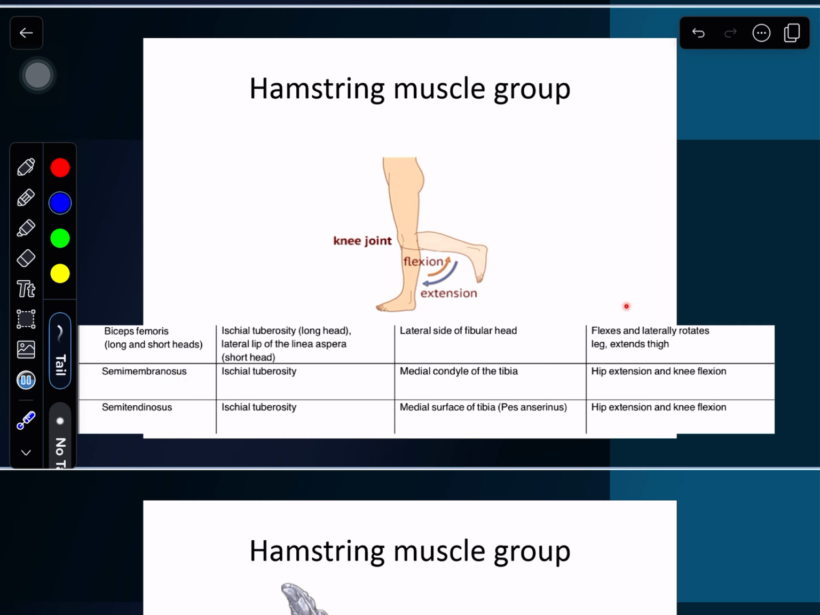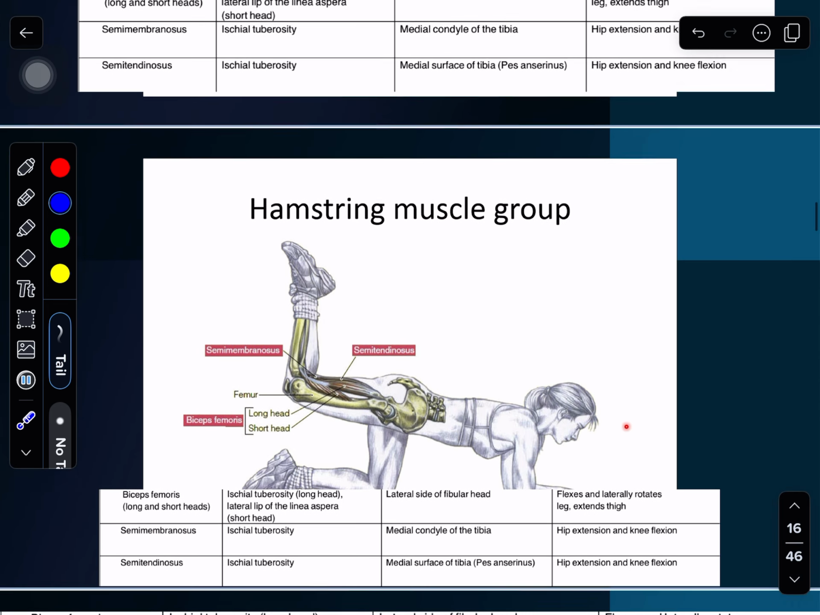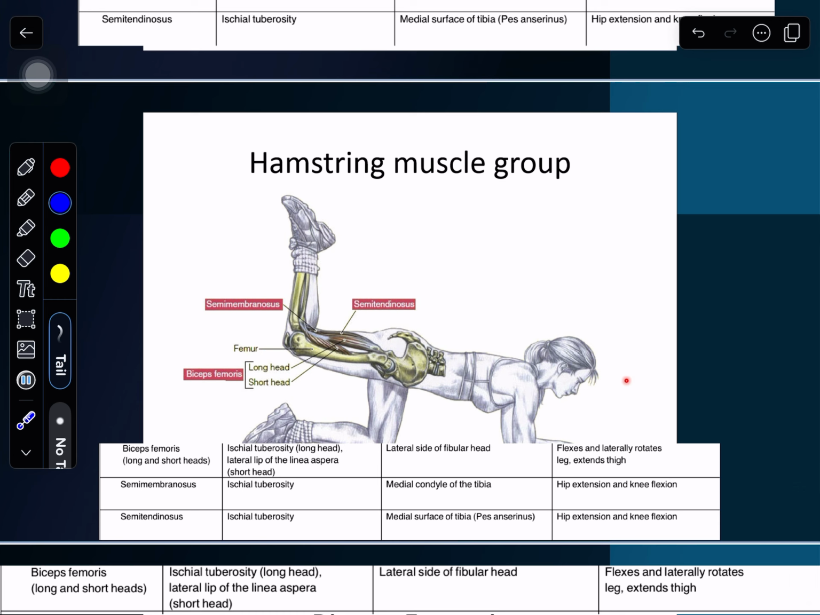And again, by virtue of their posterior anatomical location, they would be very powerful extensors of the hip. And also, because they cross over at the knee joint as well, they'd be very powerful flexors of the knee. Right? So they'll extend the hip and bend the knee, flex the knee, you should say. So definitely be familiar with those differences. Okay, moving forward.